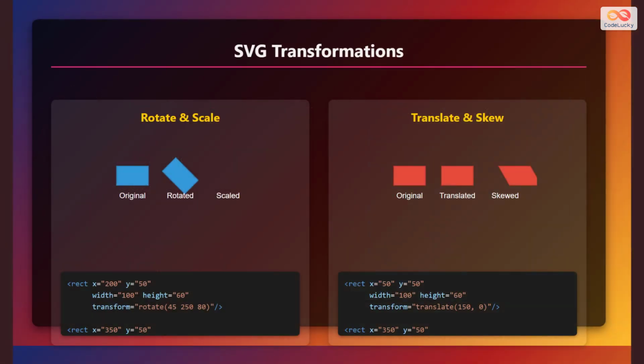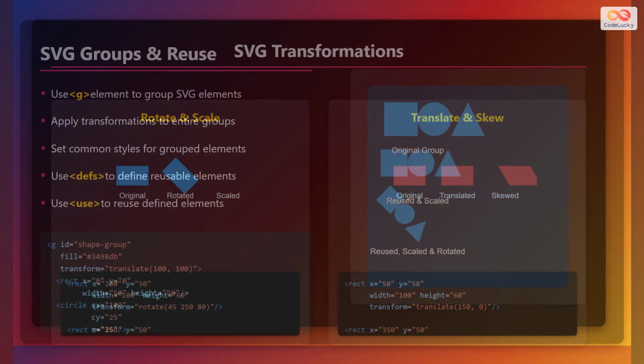SVG transformations allow you to manipulate the position, size, and orientation of SVG elements. You can rotate elements using the rotate transform, specifying the angle and center point. You can scale elements using the scale transform, specifying the scaling factor. You can translate elements using the translate transform, specifying the horizontal and vertical shift. Finally, you can skew elements using the skewX transform to skew along the X-axis.